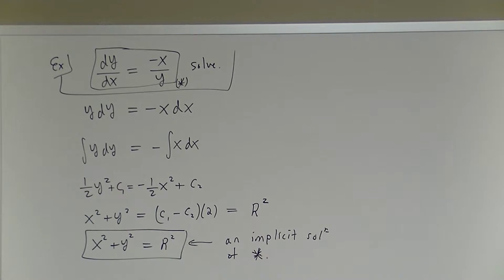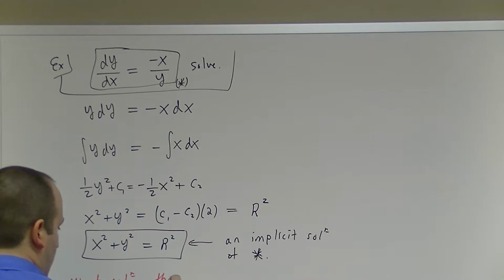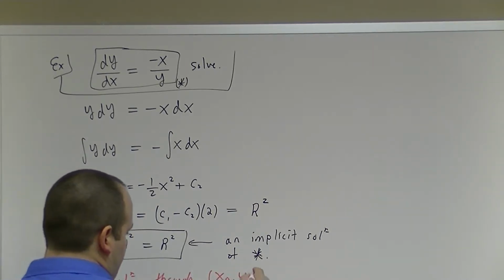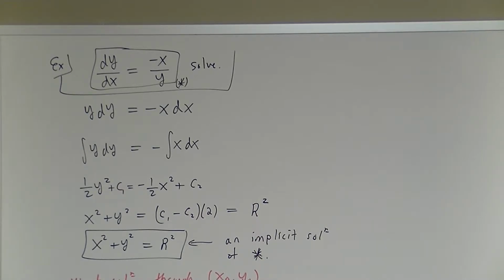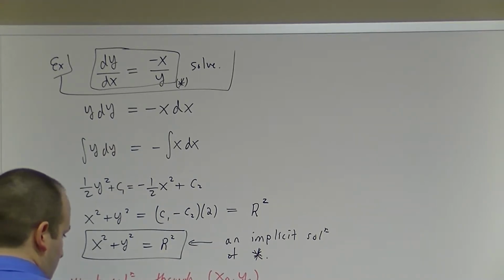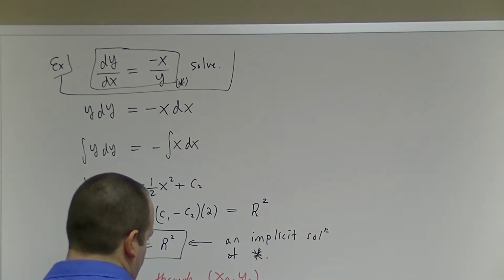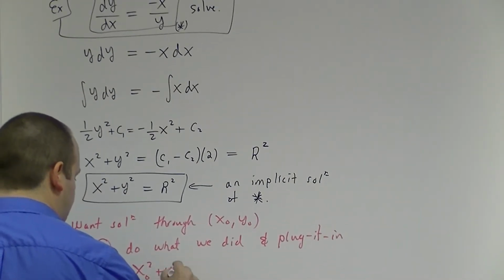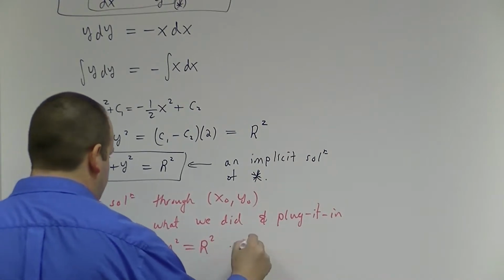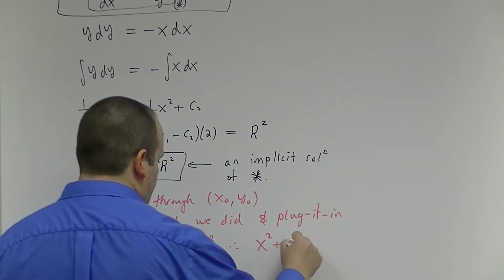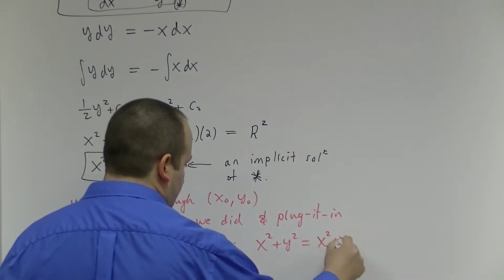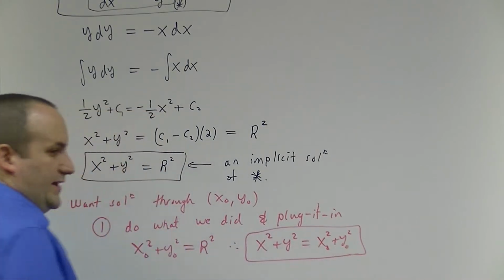Now, if I wanted to find a solution which goes through a given data point, right? Suppose I want a solution through x naught, y naught. I got really two choices here. One is I can do what I just did. Case one, I could just do what we did and plug it in. So that would give me x naught squared plus y naught squared equals r squared. So therefore the specific solution that I have going through that arbitrary point would be x squared plus y squared equals x naught squared plus y naught squared, right? There you go. There's the specific solution through the point x naught, y naught. That wasn't too hard.